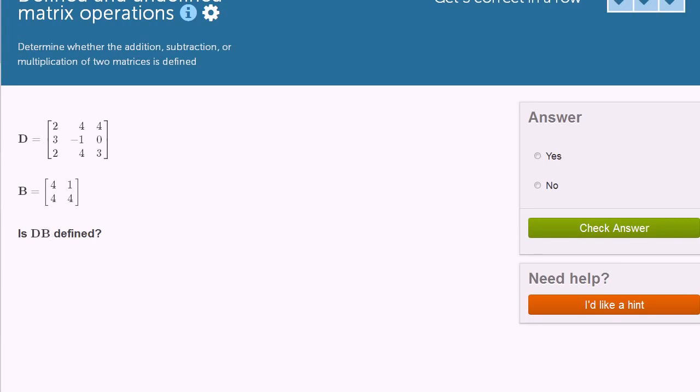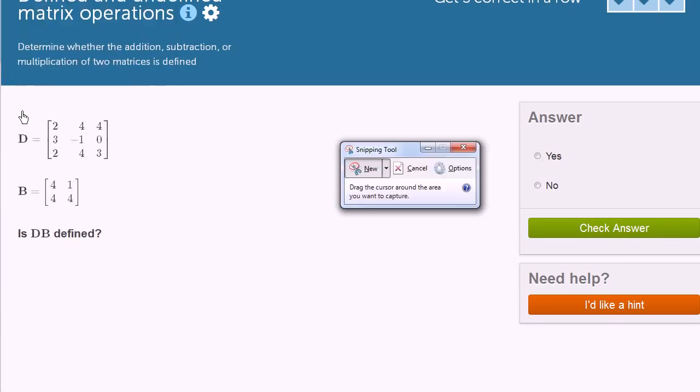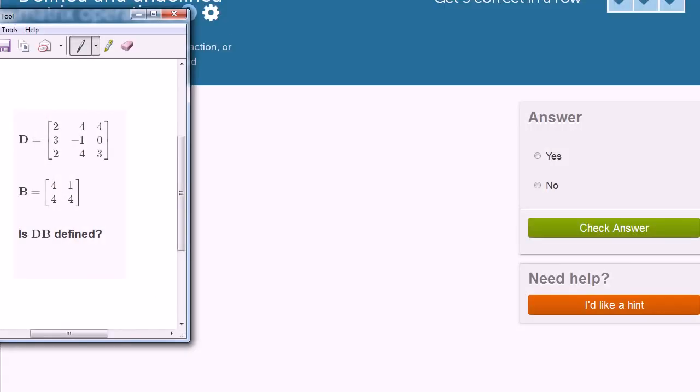So let me copy and paste it so I can do this on my scratch pad. So to answer that question, get out a scratch pad right over here. Let me paste the question right here. So let's think about these two matrices. You first have matrix D. I'll do a nice bold D here. And it has 3 rows and 3 columns. So it is a 3 by 3 matrix.